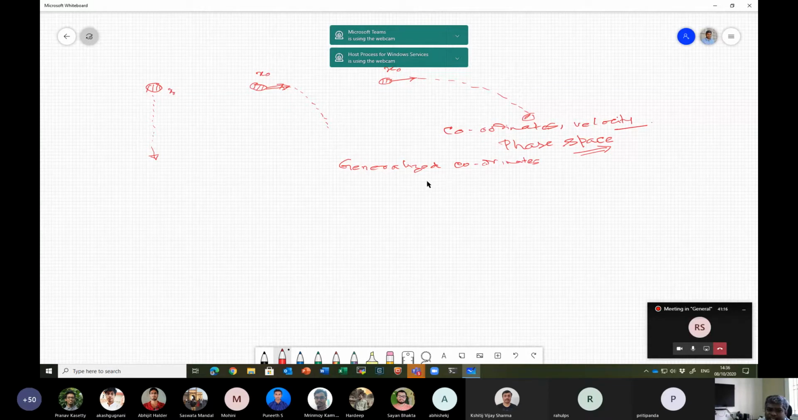So in the generalized coordinates, the coordinates we normally represent by q1, q2, q3, say n number of them, so you have qn, right?